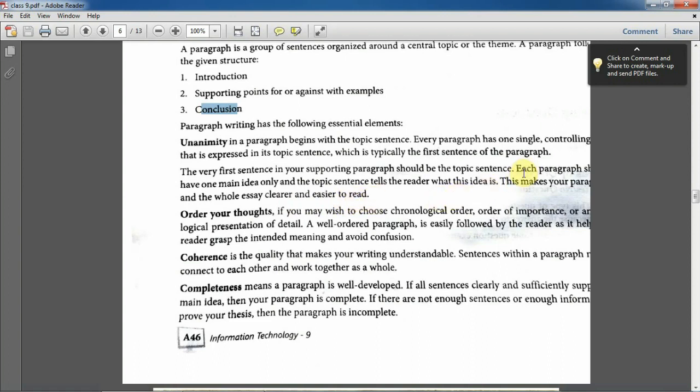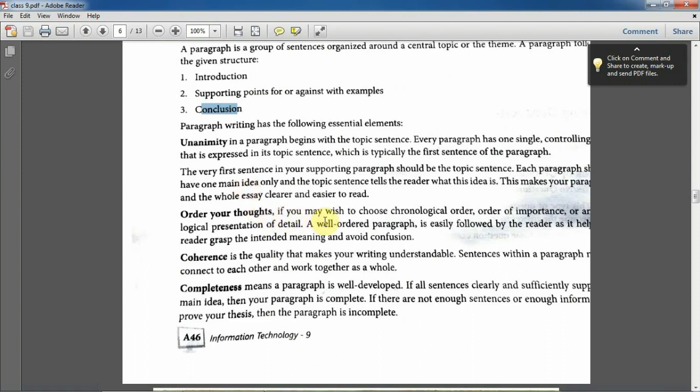So whenever you write a paragraph, each paragraph should have one main idea. There should be only one main idea. It should not deviate from the topic. If you're writing about a topic, you should always focus on that topic, and it should be clear to the reader, the one who is reading your paragraph. It should be clear to that person what you are actually writing.